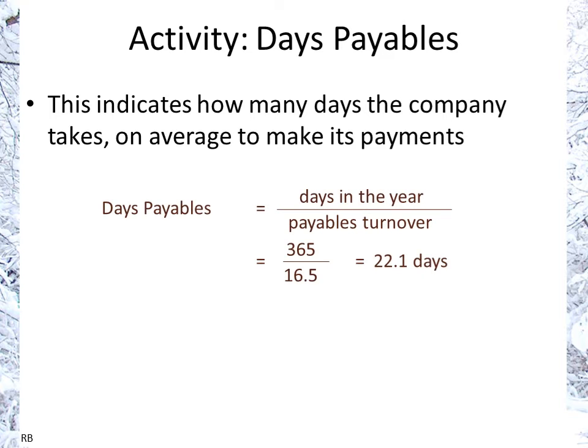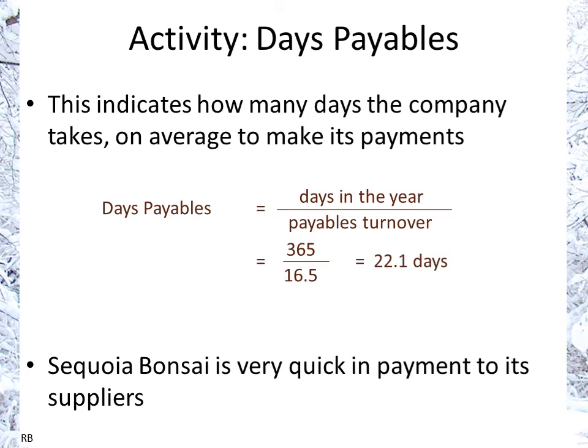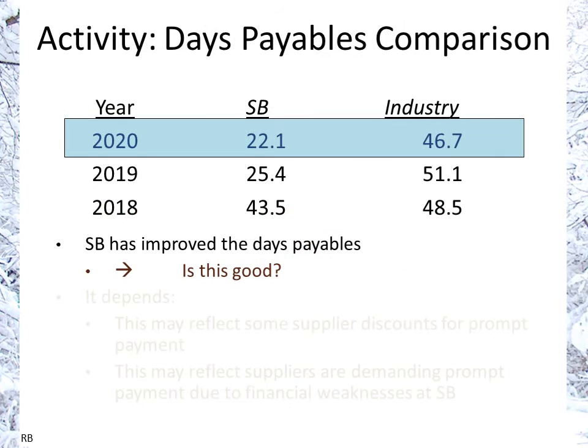Again, here we're going to take 365 and divide it by the payables turnover. That gives us 22.1 days. So that's the average time that Sequoia Bonsai takes to make its payments, which is generally fairly quick. It depends again on typical industry averages. And here you see that Sequoia Bonsai has improved its days payable. So is this a good value or not? If you compare it to the industry, which is mostly stable at the 2018 values.